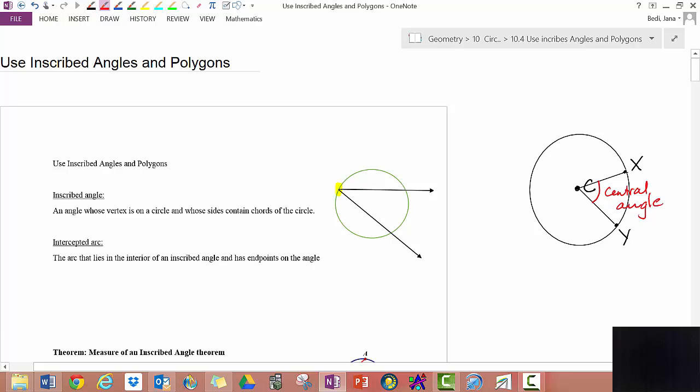A central angle is formed at the center of a circle. Its vertex is at the center of a circle. An inscribed angle is on the circumference. Inscribed angle. Okay, and the inscribed angle has two sides, and where the sides intersect the circle, that part of the arc is called the intercepted arc. Okay, inscribed angle, intercepted arc.